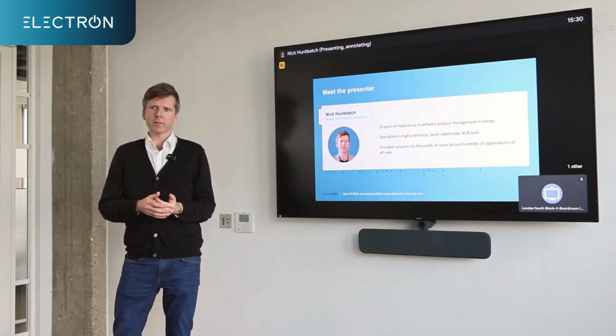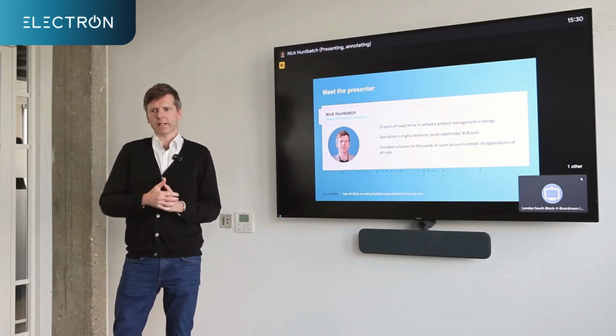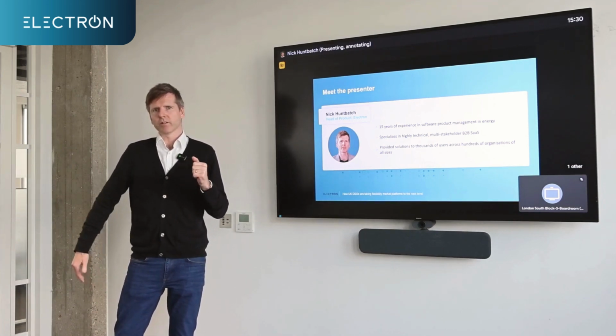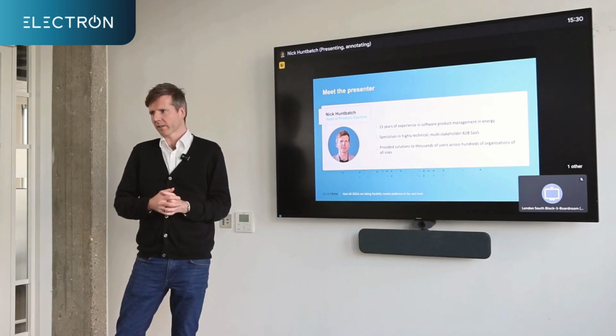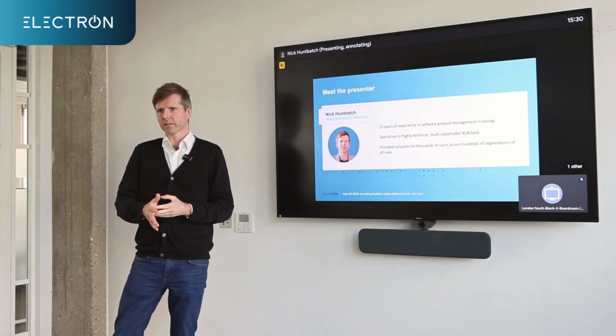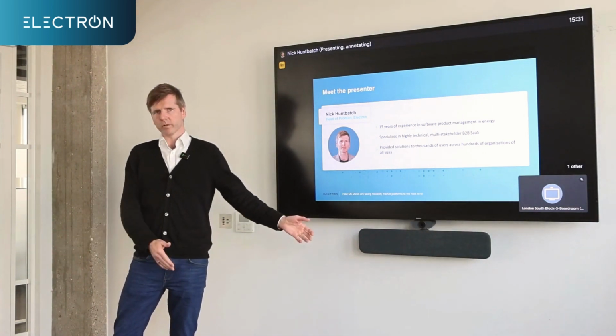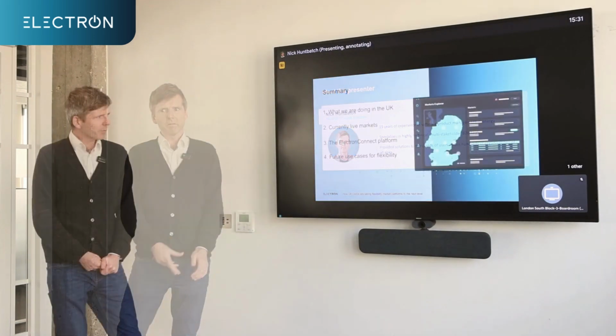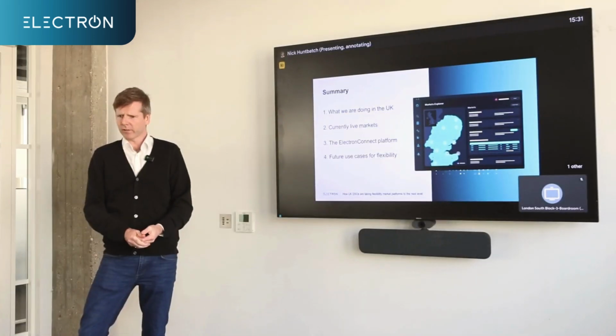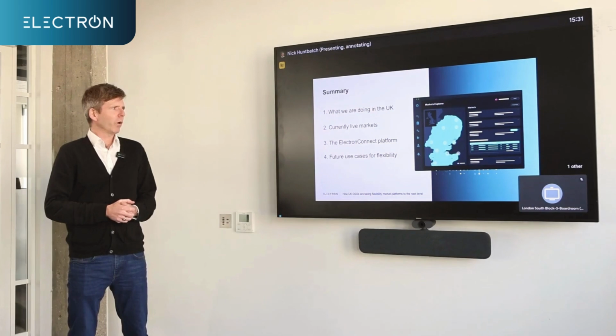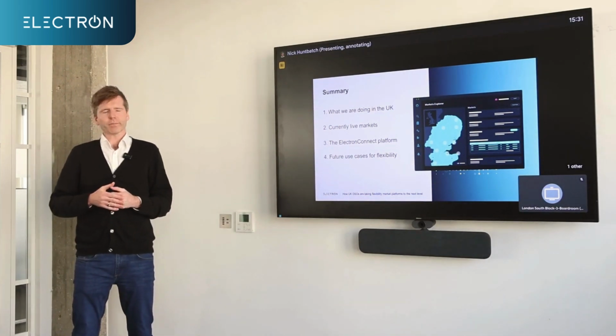multi-stakeholder software systems. And basically, what we're doing at Electron is trying to build out a software package which faces those technical challenges, has a lot of different stakeholders of varying sizes, from big utilities right through to much more nimble, agile FSPs. In summary, what we're going to talk about over the next half an hour or so is what we're doing today in the UK.